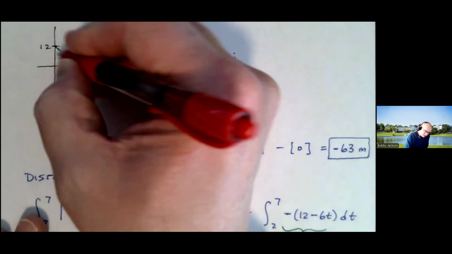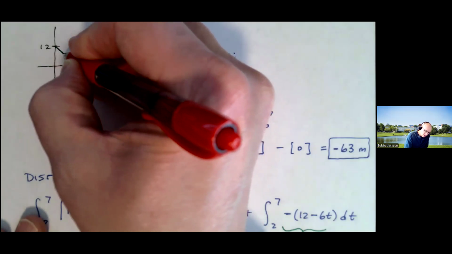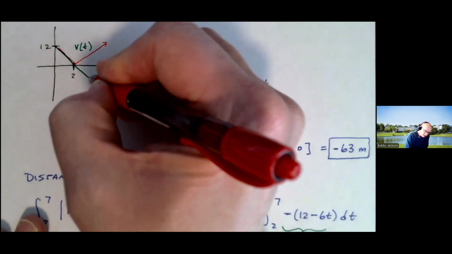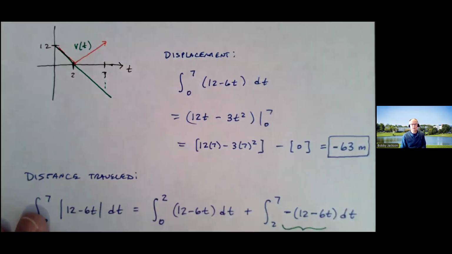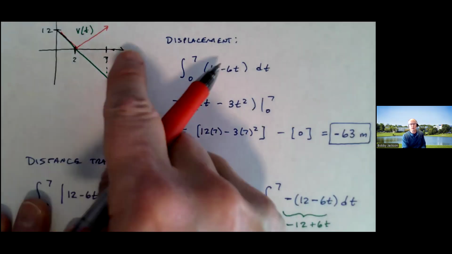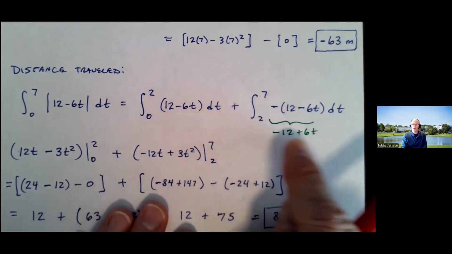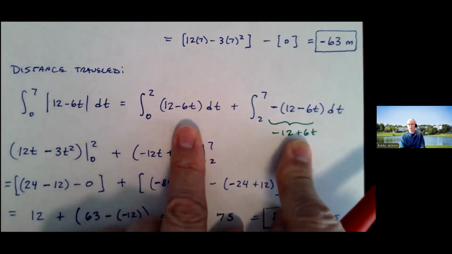Basically, the absolute value function would look like what? It would coincide with this part here, but then this part would look like this. And so we need to multiply by -1 to do a reflection essentially in that horizontal axis. So -1 times that gives me -12 plus 6t. So I just evaluate these two integrals.